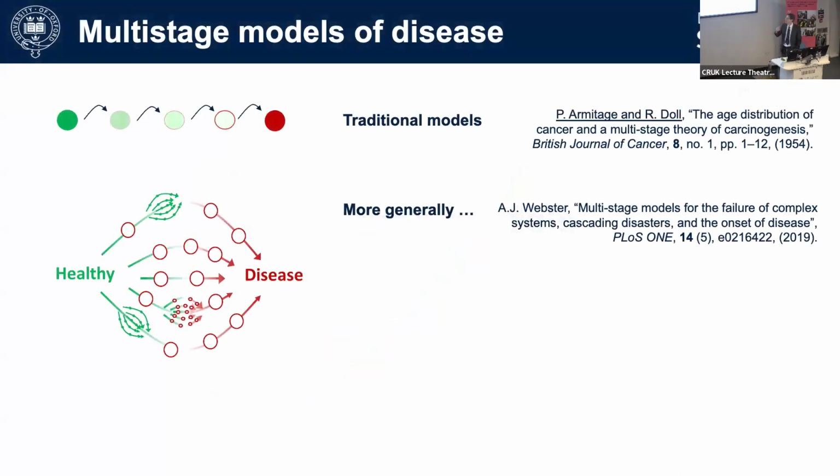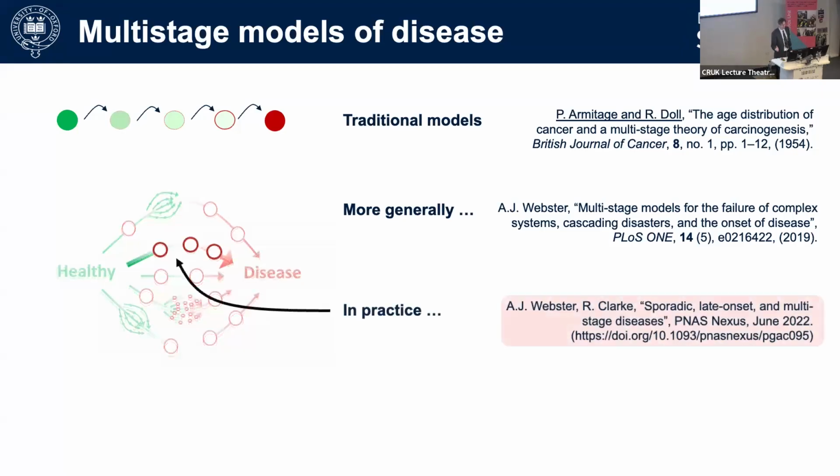But there's another reason why you might expect a multi-stage model to be able to describe a lot of different disease types. That's because in its most general form, a multi-stage model is any model where you go from a healthy to a disease state through one or more independent pathways, through either a sequential set of steps or a non-sequential set. And whenever that's the case, then you can write down a mathematical equation for the age distribution. And that's what I show in that paper there.